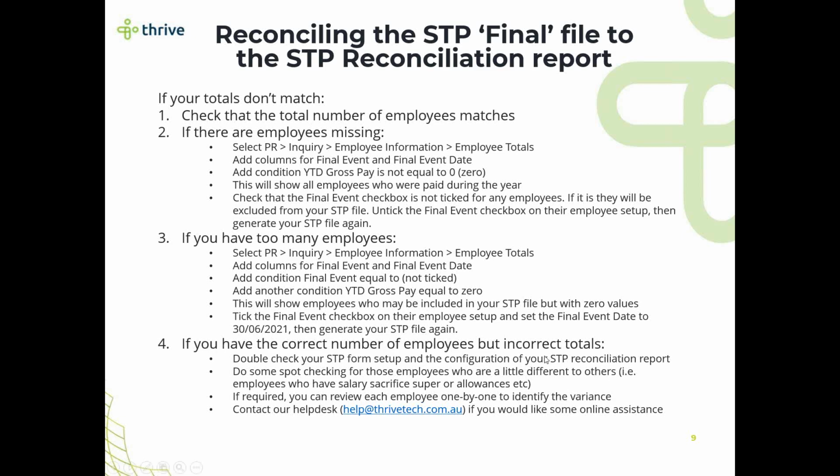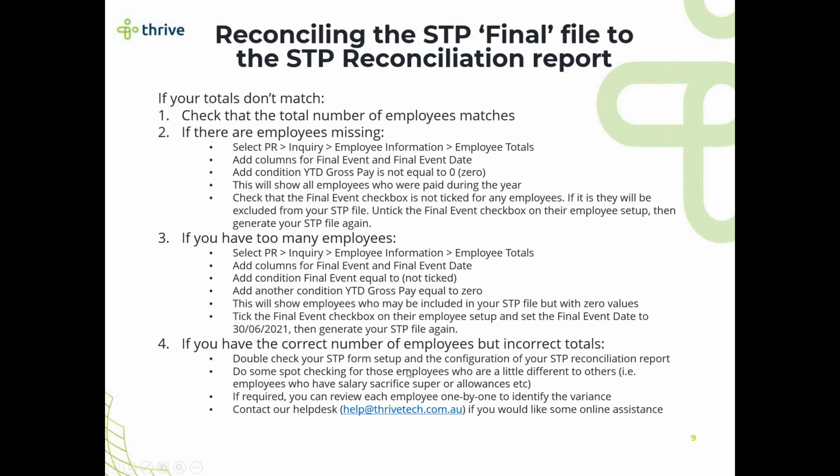got the right number of employees, but the totals are still incorrect. That's where you're going to need to go back and double check your setup. Make sure you've got the configuration of, like, the printed descriptions being used on the pays, deductions and fringes, that they tie up to your STP settings that are in the initial form that you checked. Because if there's any differences, then the report's obviously not going to match the file that the system's producing.